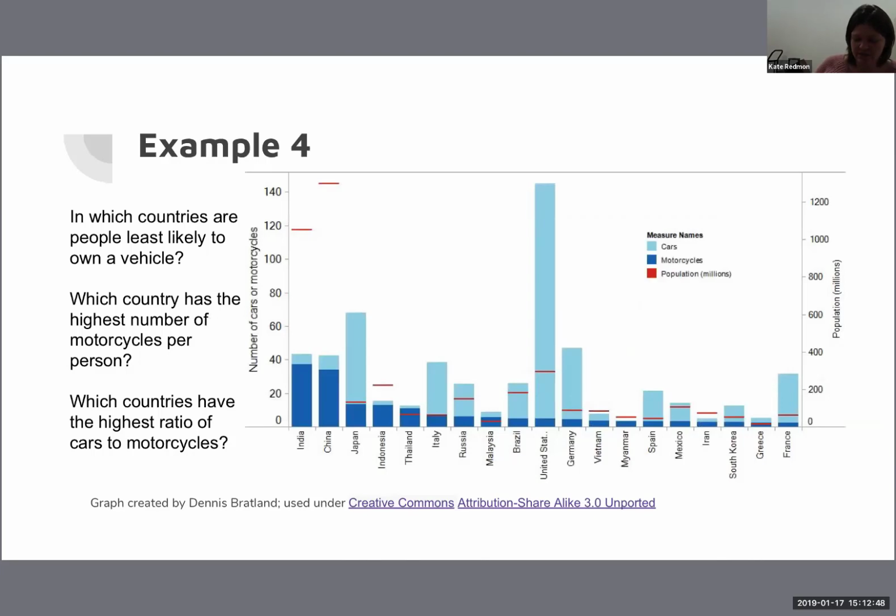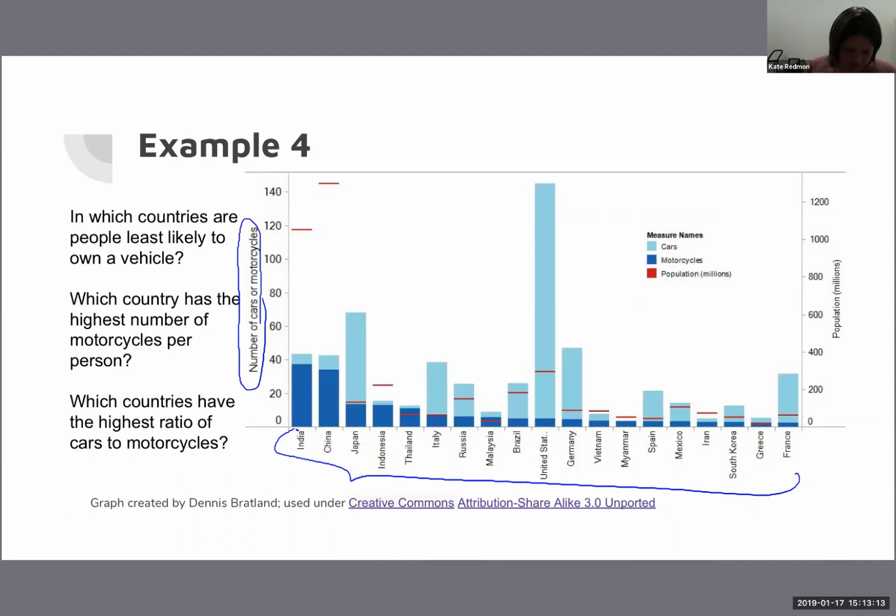So first of all, let's just figure out what's going on in our bar graph. Let's read our axes. On this axis, we see number of cars or motorcycles. And then on this axis, I don't have a label down here on the bottom, but I can see what these things are. What are these things if you start reading these words? India, China, Japan, Indonesia. The places. Yeah, countries, places, exactly. And then look at this, I actually have another vertical axis on this side that says population in millions, okay? So we have population in millions.